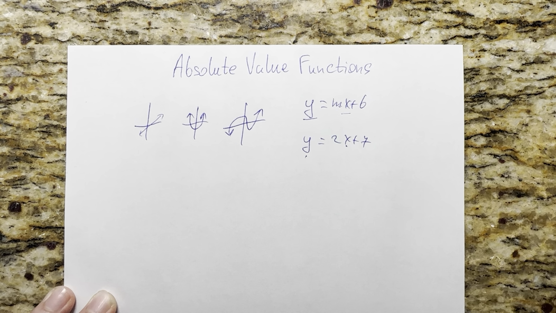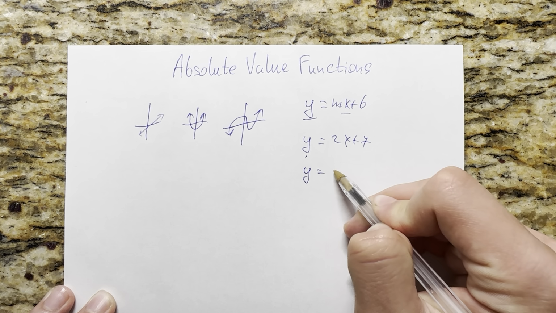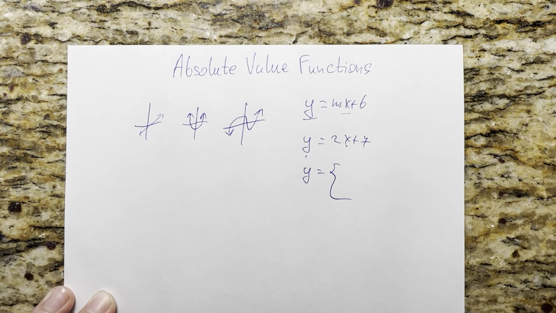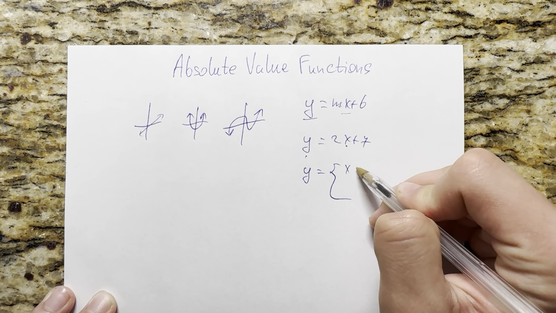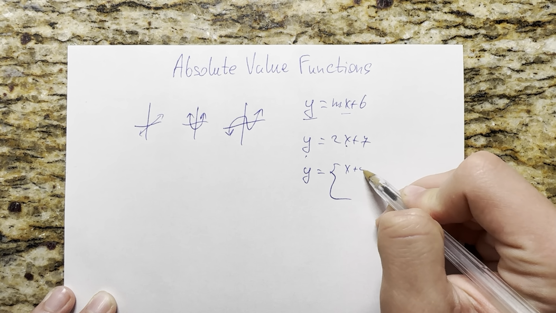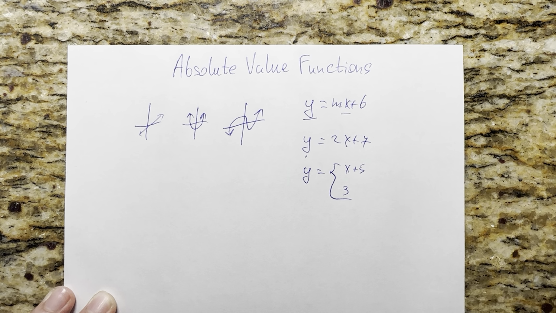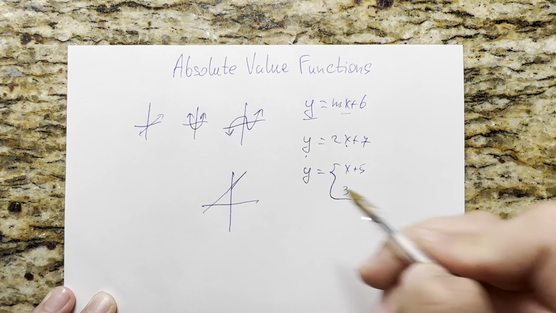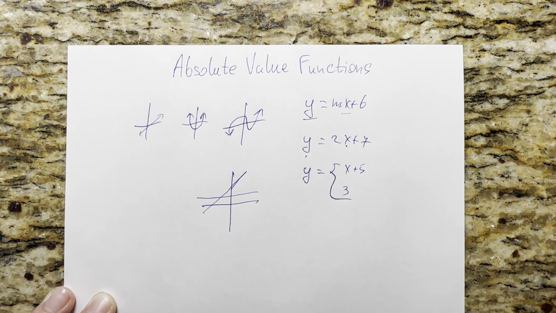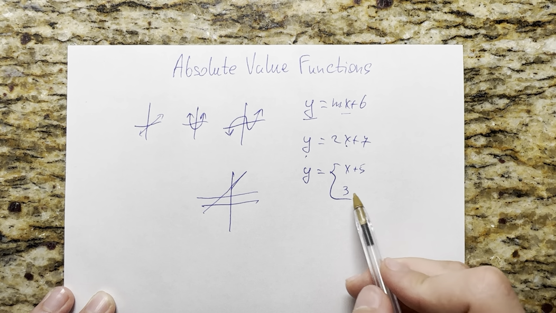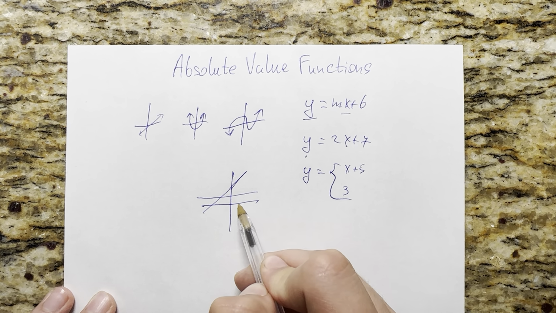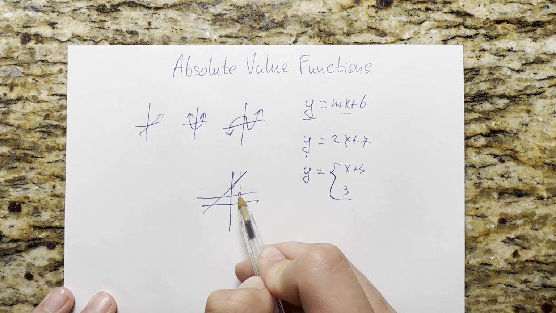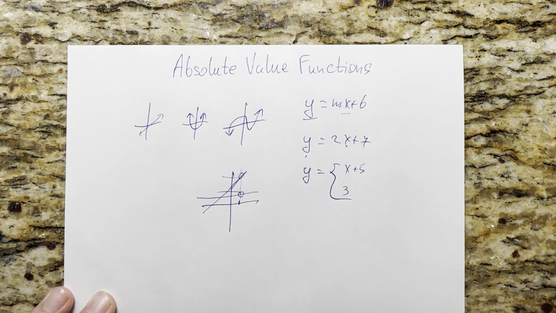But what if we have something like this? Y equals, will be two lines, for example, x plus 5 and 3. So this will be like this one and then this one, okay? But this will not be called a function because for each x value we have 1, 2 y values, okay?